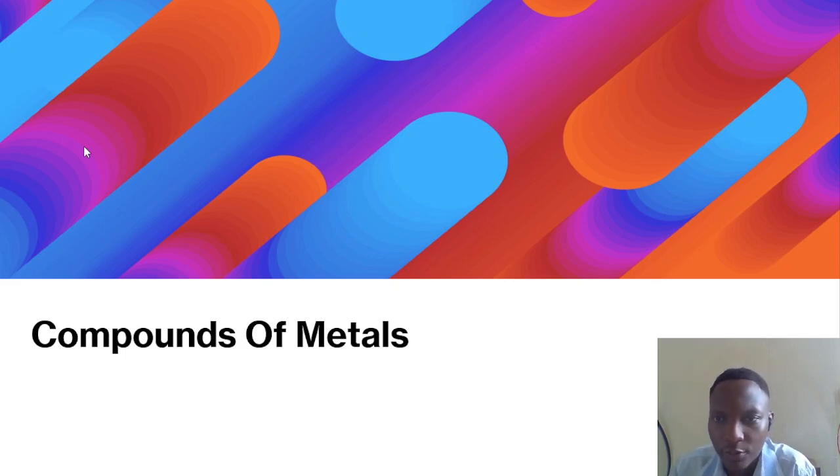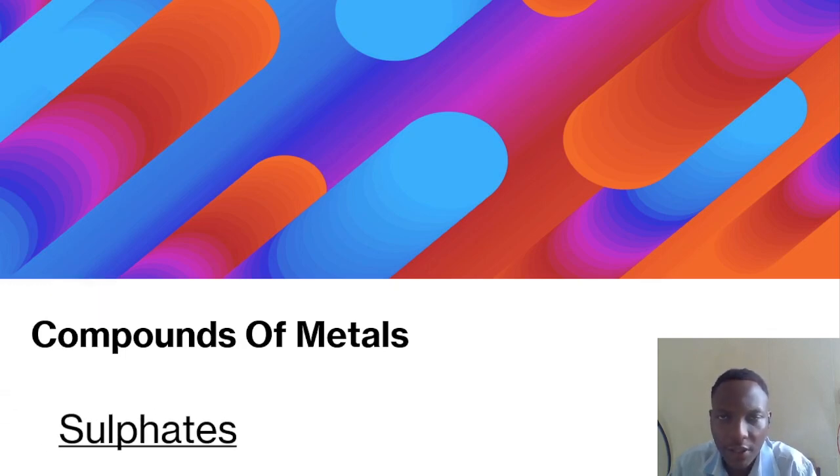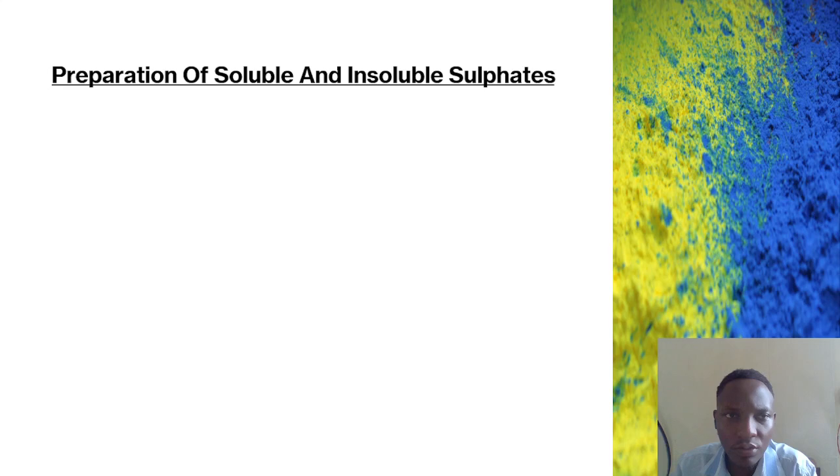Our chapter is compounds of metals. As in our previous session, we discussed the metal chlorides. So in this session, we'll move on to the other compounds of metals. Specifically, we'll be talking about the sulfates. Basically, in this session, we'll start discussing the preparation of the soluble and the insoluble sulfates.